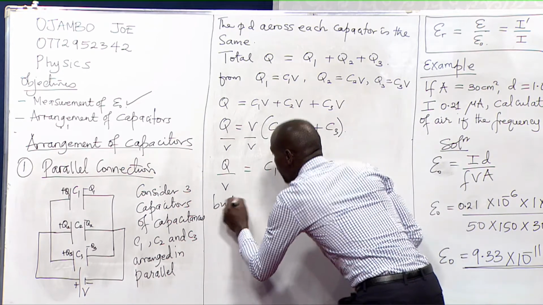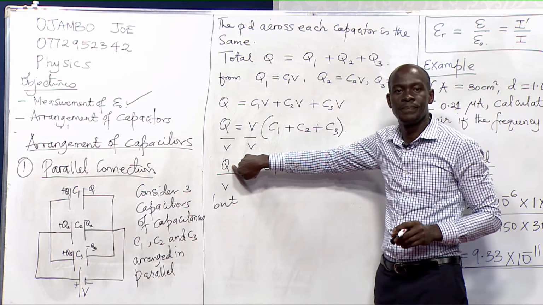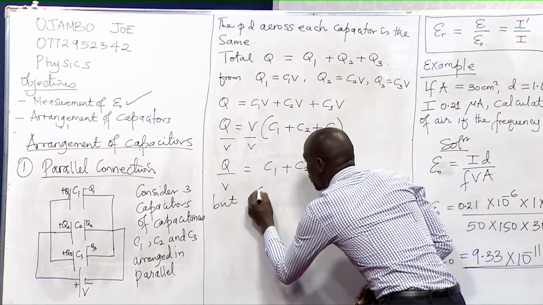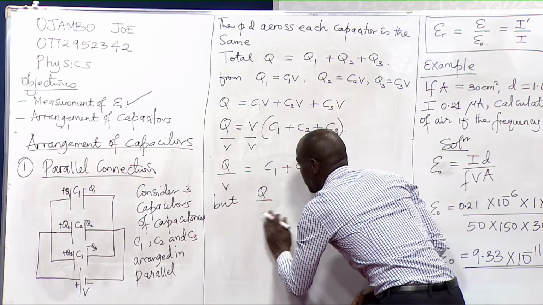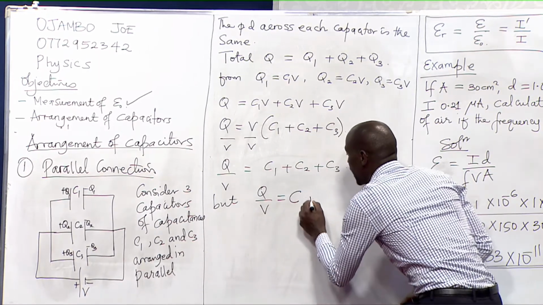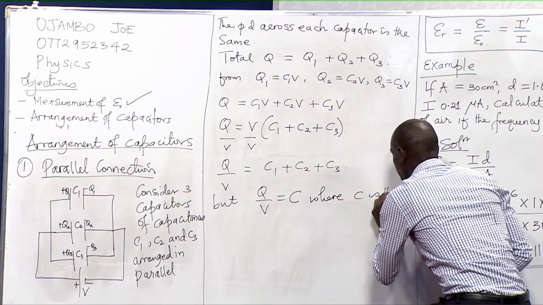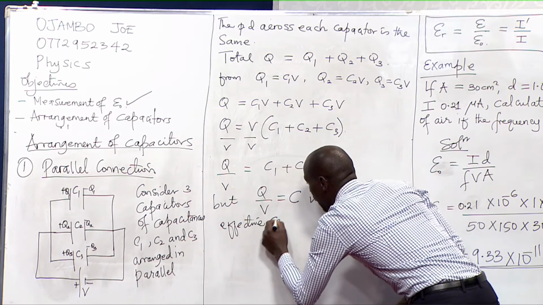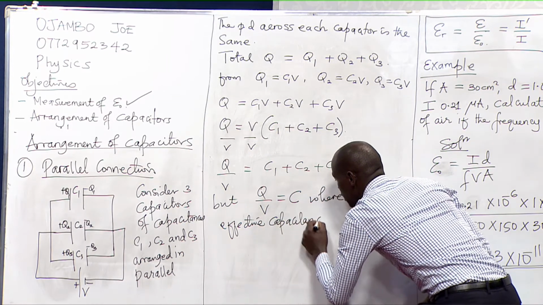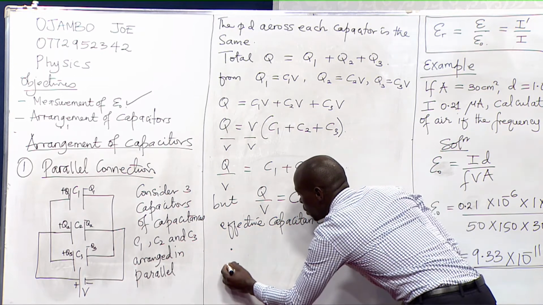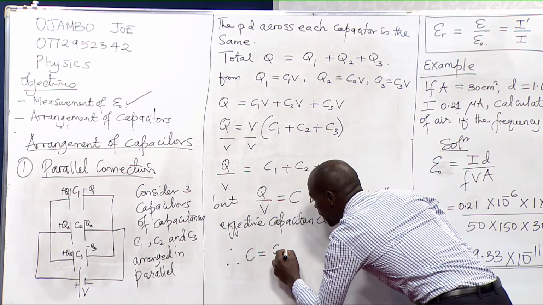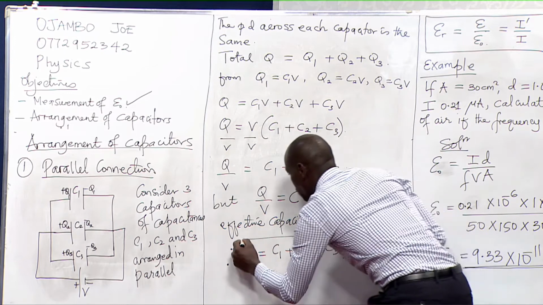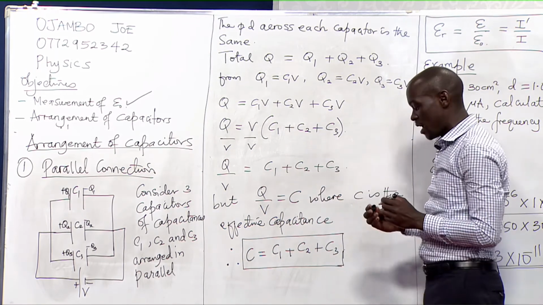But now remember, this Q is the total charge. This V is the total PD, which therefore implies that Q over V, I beg your pardon, this is a V, not a C, is equal to C, where C is the effective capacitance. Therefore, our total capacitance will be equal to C1 plus C2 plus C3. So this is the expression for our capacitors which are in parallel.